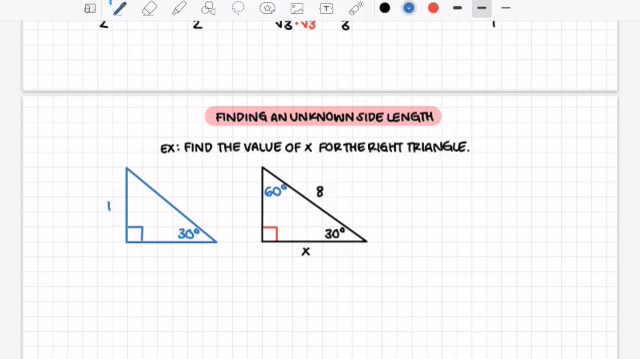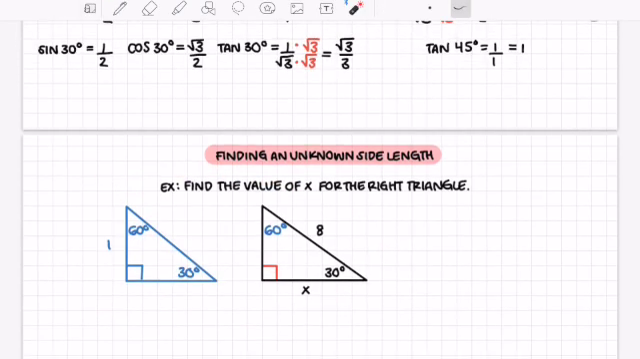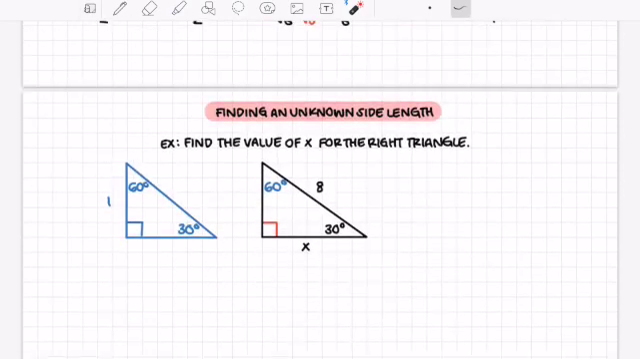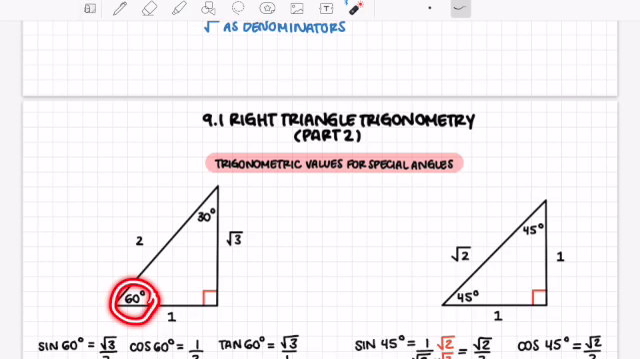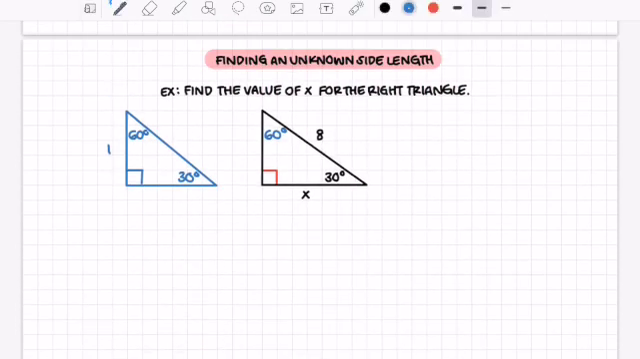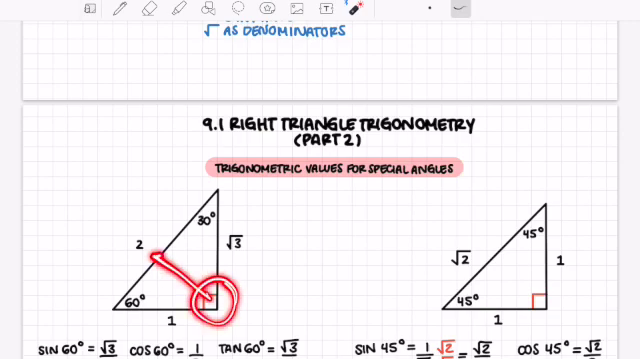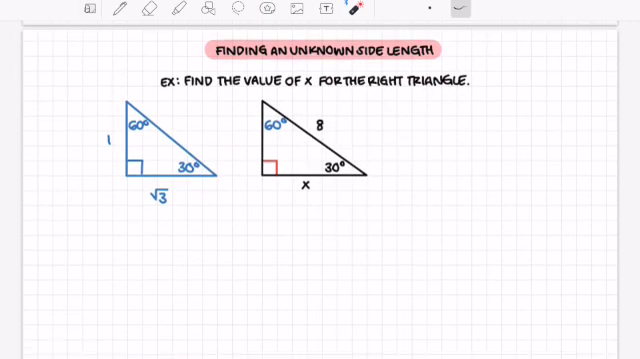Again, this is the right angle, 60 degrees. I want it to mirror my original image exactly. The opposite length of 60 degrees is square root of 3. So I'll write down that this is square root of 3. And then our hypotenuse, which is the opposite of the 90 degrees, is 2. So I'll write down that the length should be 2.